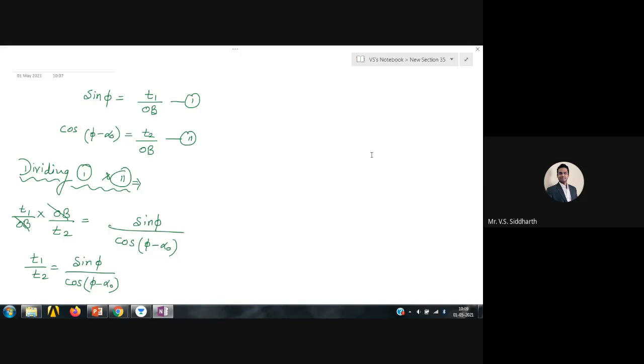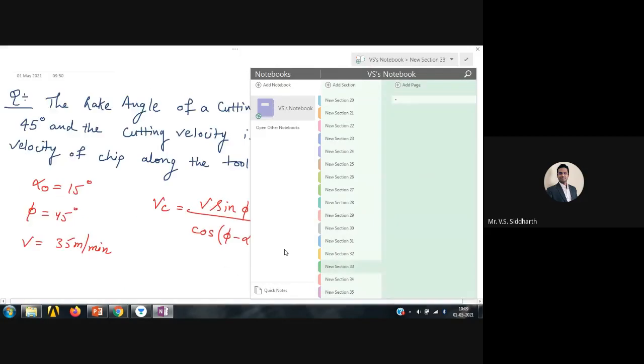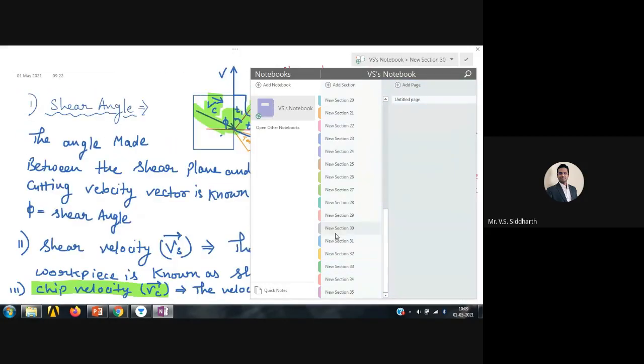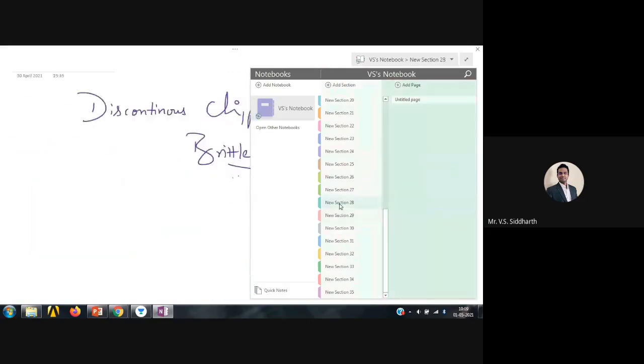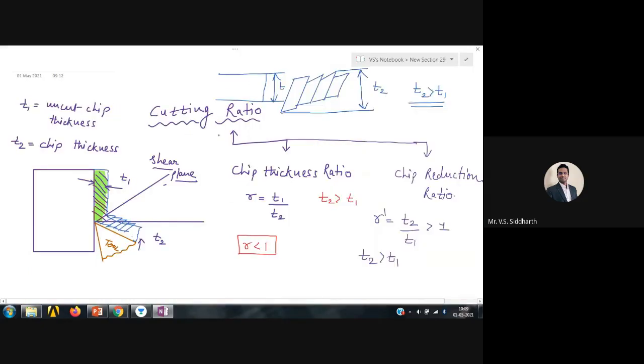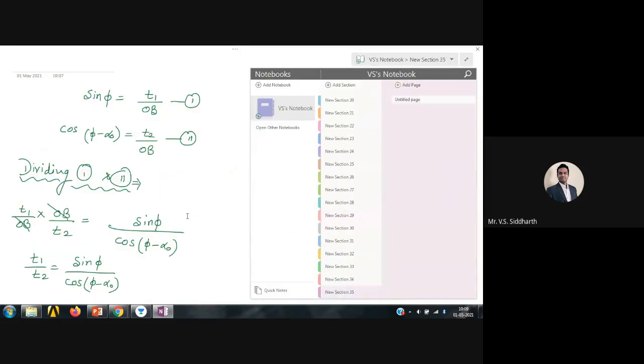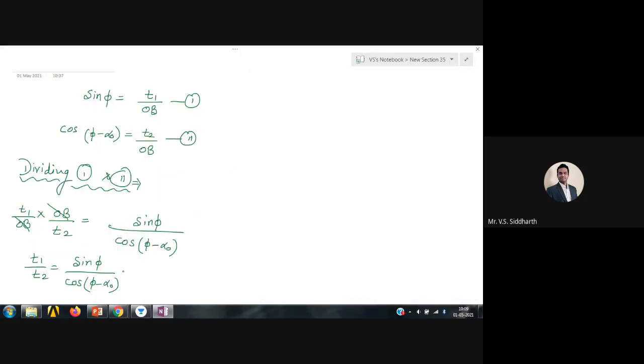In the starting of today's class, I told you one thing which is known as the cutting ratio, in which I told you that if T1 upon T2 is there, I can call it as R, right? So here also I got T1 upon T2, so I can call it as R only, which is the chip thickness ratio. Okay. So here T1 upon T2 equals R equals sin phi upon cos phi minus alpha naught.